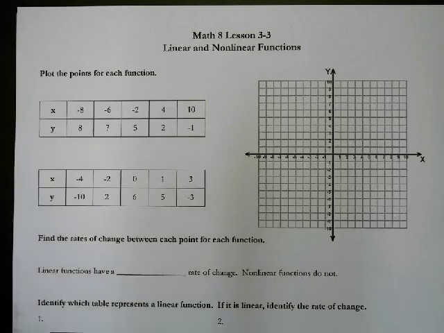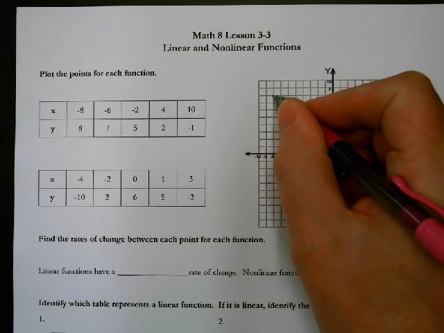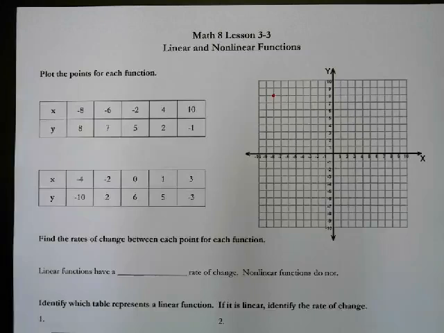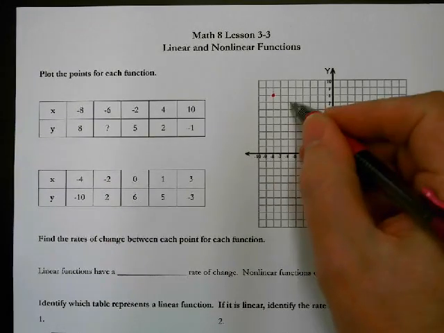So I've got two sets of coordinates here. I'm going to go ahead and plot them on the same graph. Let's start with the first one. -8, 8. That would be right about here-ish. So there's my first one. -6, 7. It's going to be right here-ish.